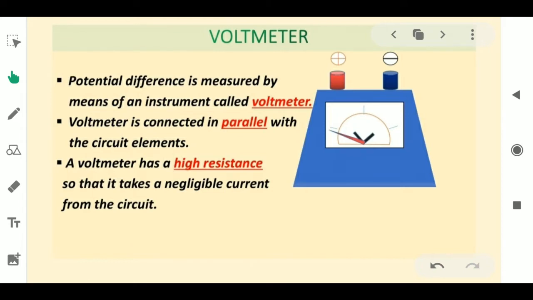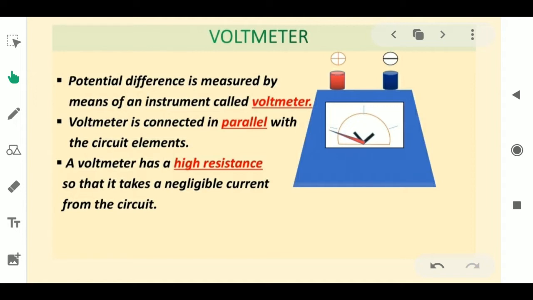Another important point is that a voltmeter has a high resistance so that it takes a negligible current from the circuit. What do you mean by resistance? Resistance is a kind of opposition provided by the conductor when current flows through it. Anyway, we will discuss resistance in more detail in the coming days.